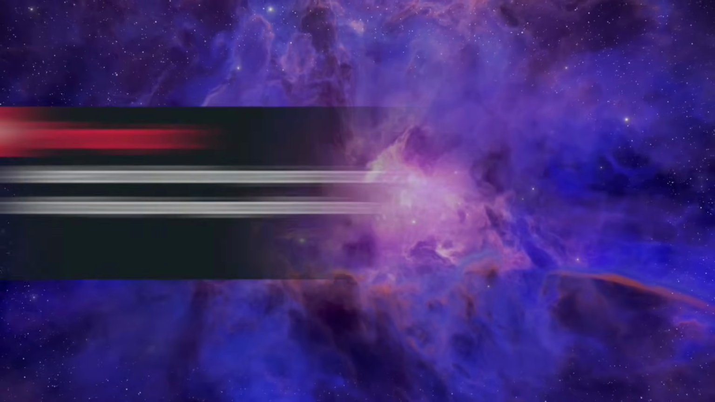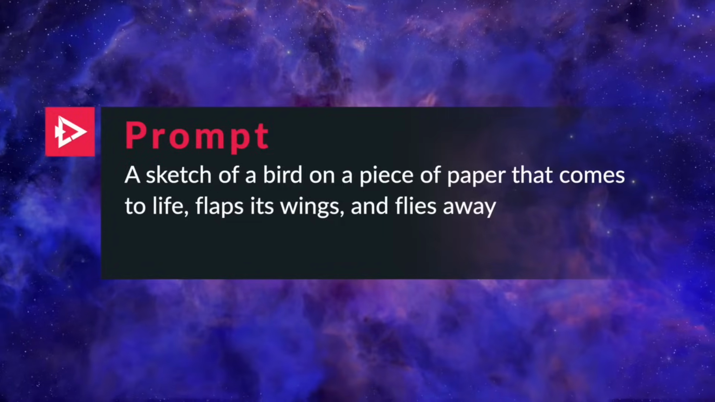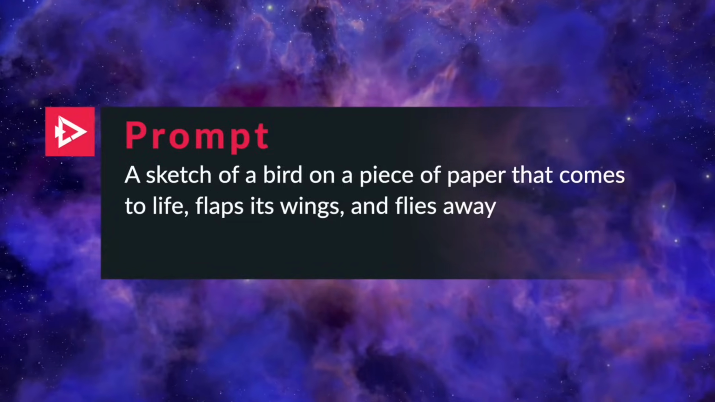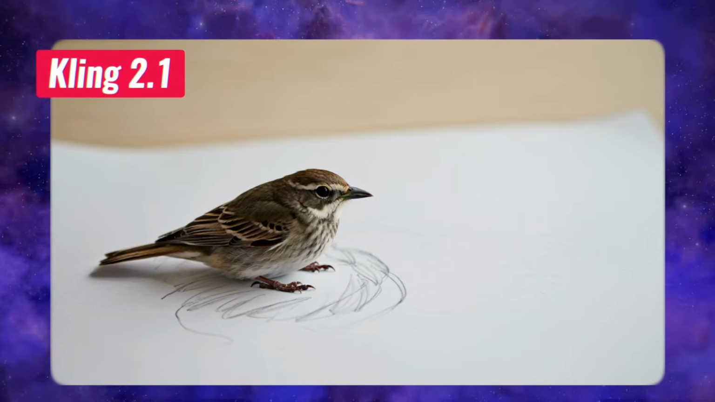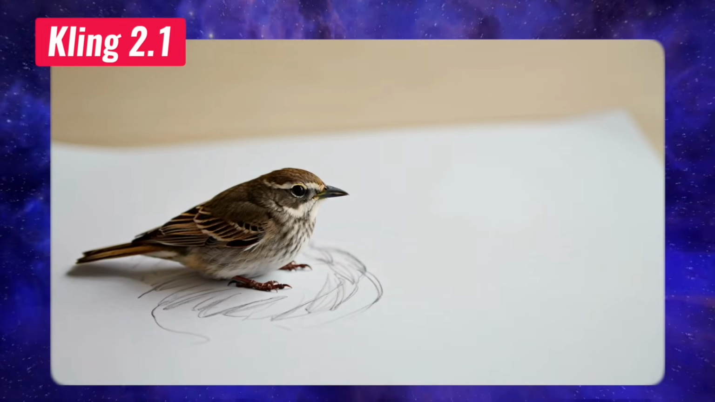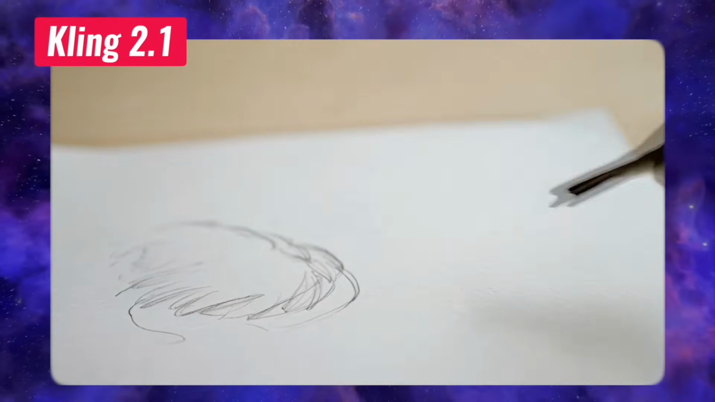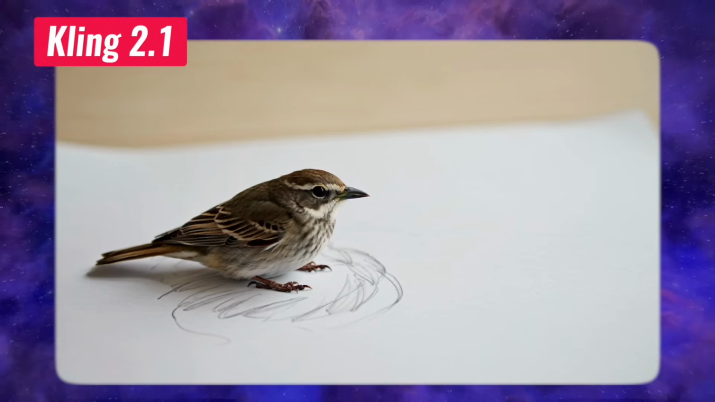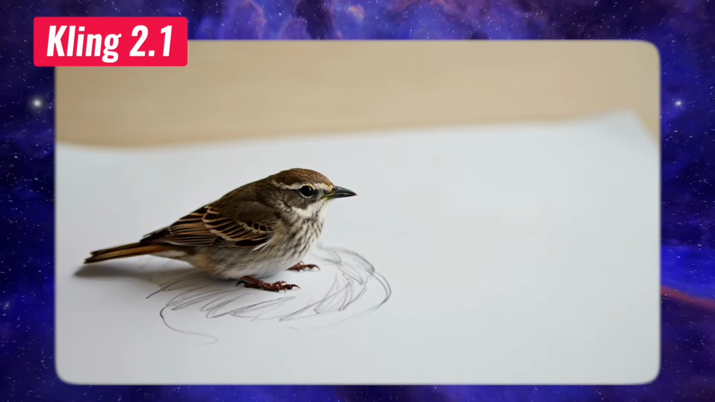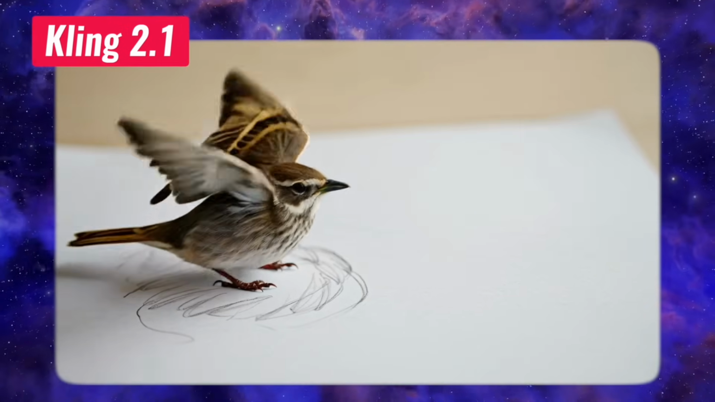Okay, this next one is a true test of an AI's ability to understand concepts. A sketch of a bird on a piece of paper that comes to life, flaps its wings, and flies away. Let's start with Kling. And it completely misunderstood the assignment. It didn't animate the sketch itself. Instead, it generated a fully realistic bird that is sitting on top of a piece of paper that has a sketch on it. The real bird then flies away. It completely missed the magical coming to life aspect.